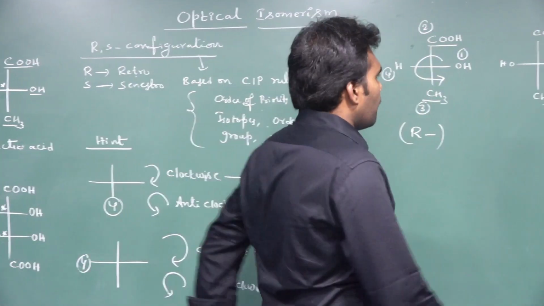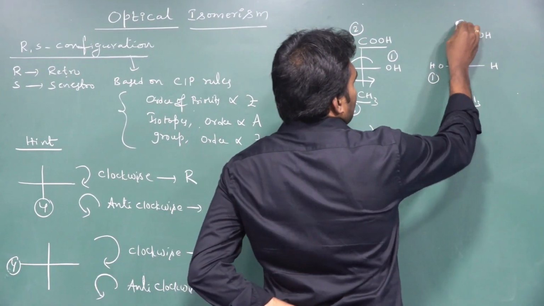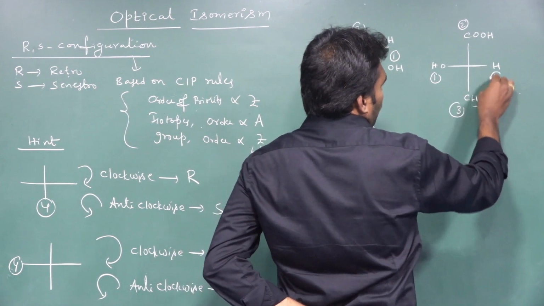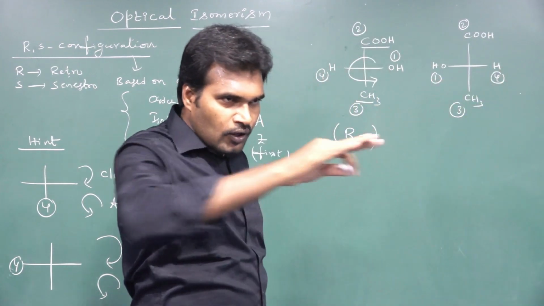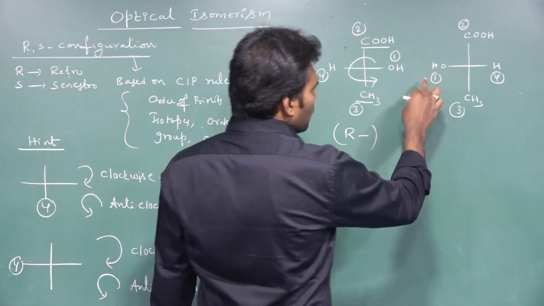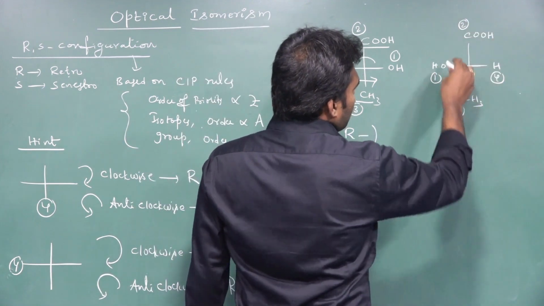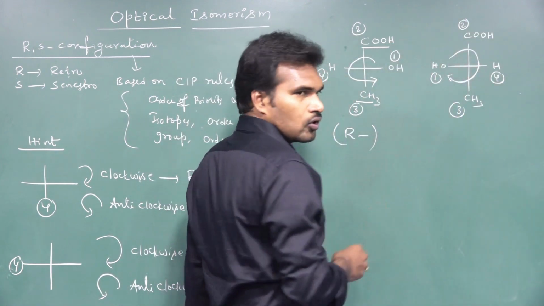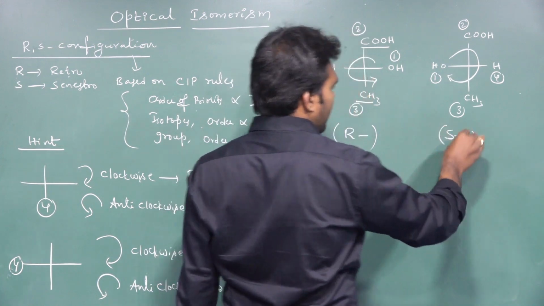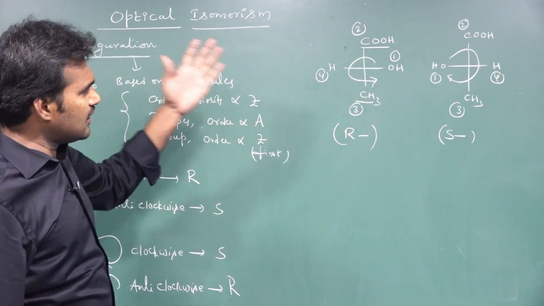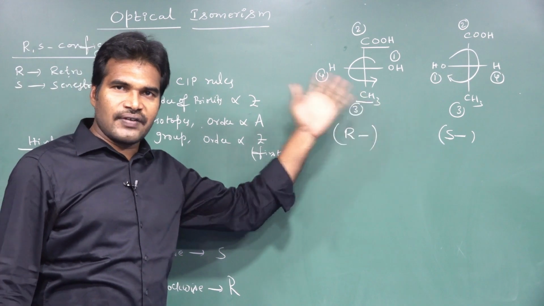Next, move on to the second compound. So first, second, third, fourth. Here also the fourth priority group is in the horizontal line. Now start from 1, 1, 2, 3. That means it is going clockwise. Clockwise means this is S configuration. So likewise, we can easily give the configurations to the given compounds.